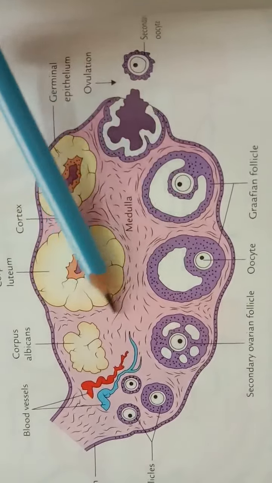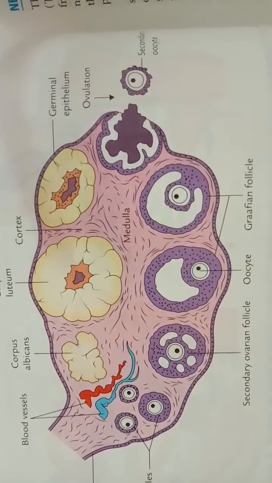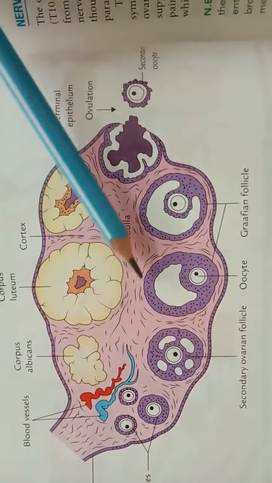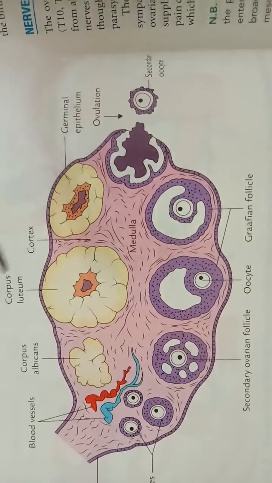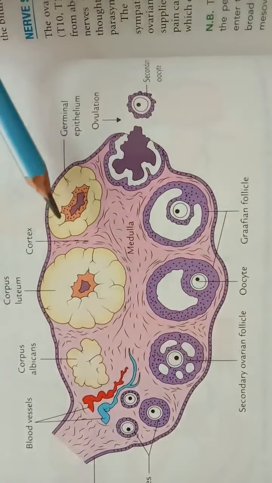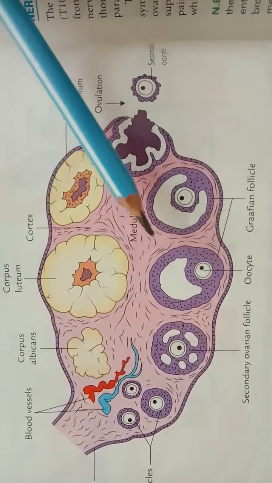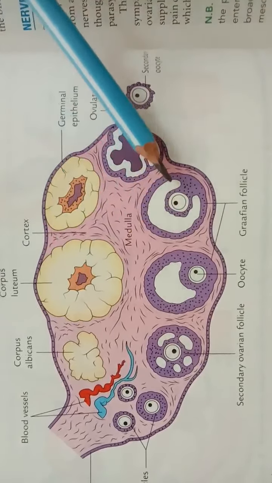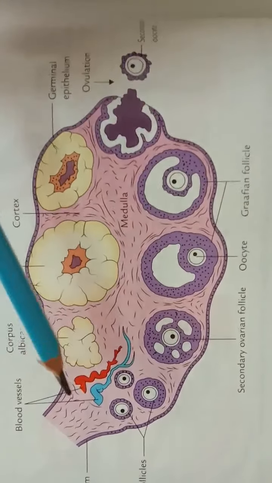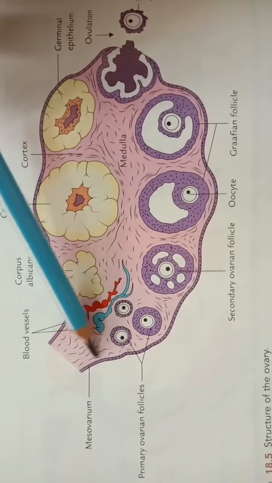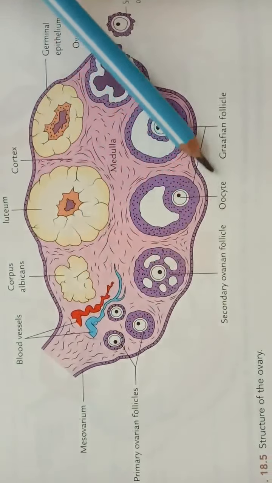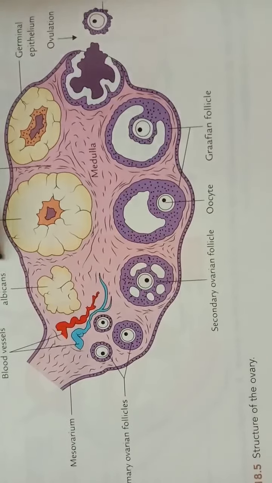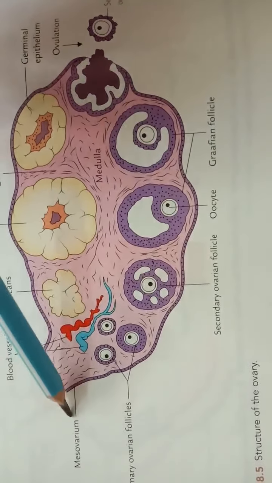So this one. It is covered by the germinal epithelium, which is made up of a single layer of cuboidal cells in the younger age. So in the later part of life the epithelial cells become flattened. The germinal epithelium becomes continuous with the peritoneum at the mesovarian border. So here this thin layer is called the germinal epithelium, and here it is continuous with the mesovarium.